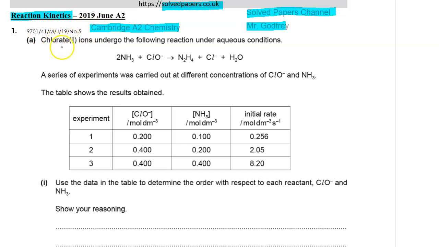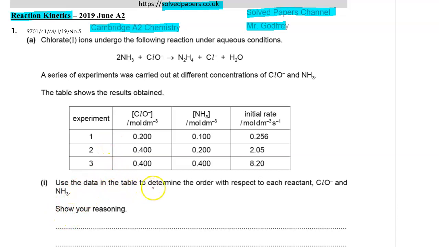Number 1, chlorite ions undergo the following reaction under aqueous conditions. A series of experiments was carried out at different concentrations of chlorite ions and ammonium ions. The table shows the results obtained. Of course, you have the table here for chlorite ion and ammonium concentration and initial rates in moles per dm cubed per second. Of course, 3 experiments were performed.